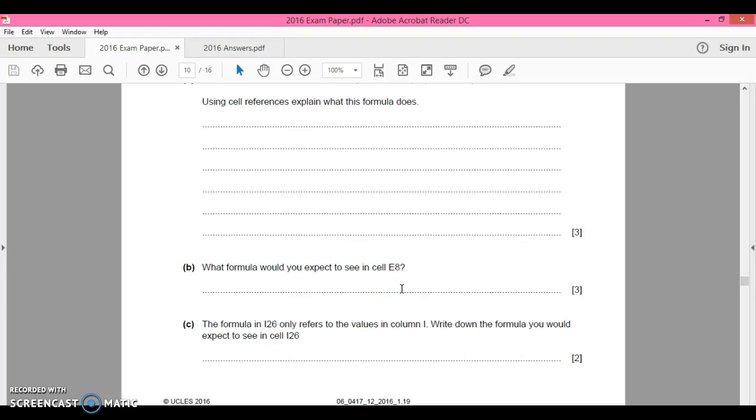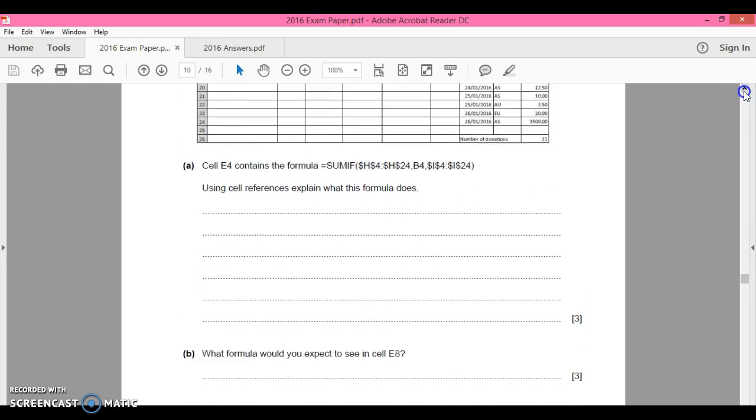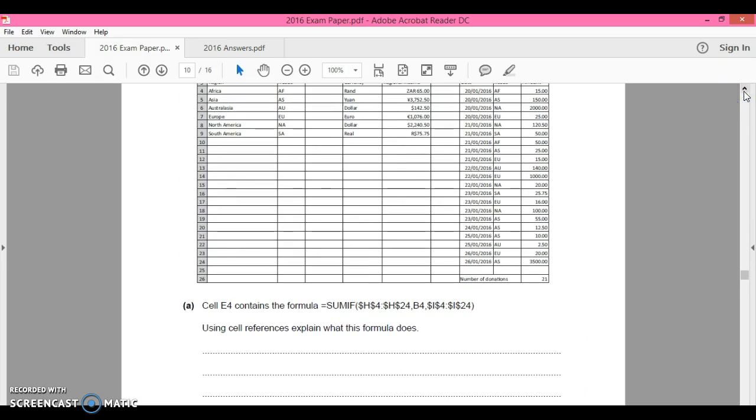Okay, now question C. The formula in I-26 only refers to values in column I. Write the formula you would expect to see in cell I-26. Now, please do not just look at this and write equals sum and the cell ranges that you've put in the question before. What you need to do is actually take a look at the spreadsheet if you haven't already. So, now it says number of donations, okay, and 21.